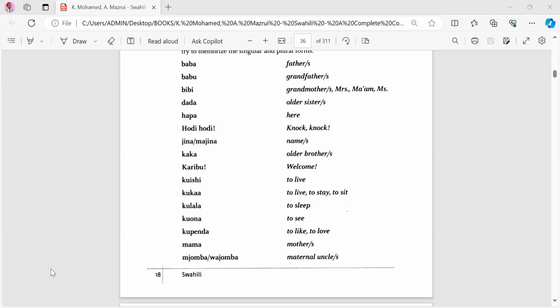For example, I'll ask you, unakaa wapi? Where do you stay? But at the same time, I can still tell you kaa hapa, which means sit here. That's why kaa can also mean sit. So I can say kaa chini, which means sit down, or kaa hapa, which means sit here. It's confusing.